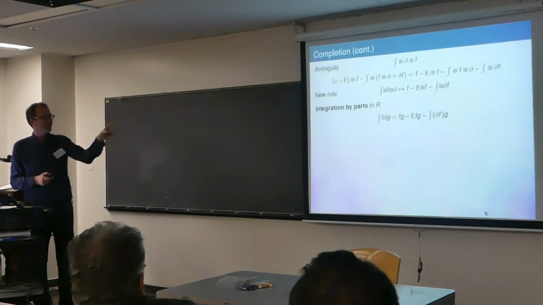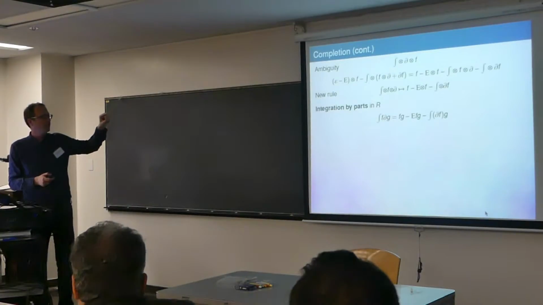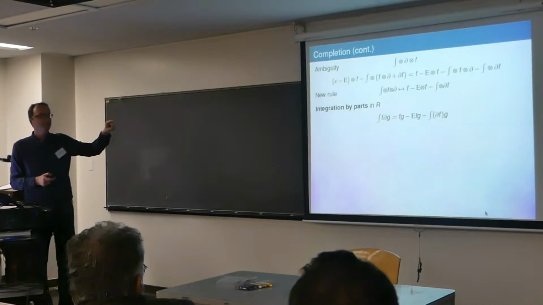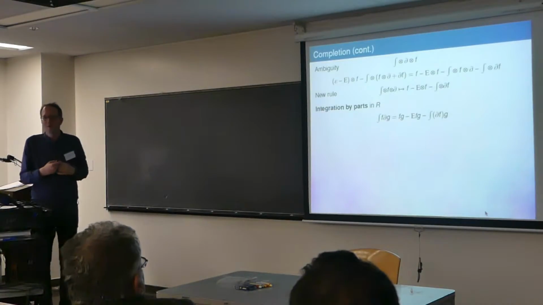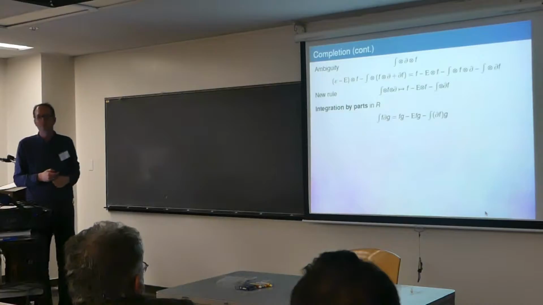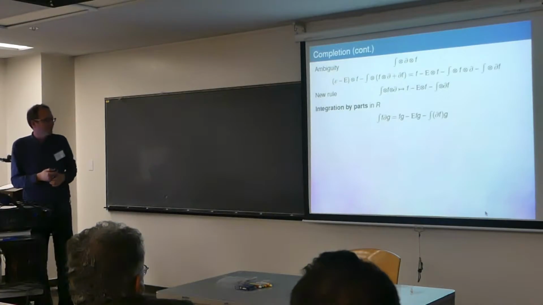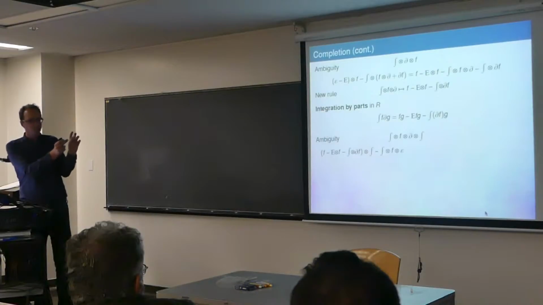So now we discovered two things. We discovered a new rule and a new identity that holds in our algebra, which we didn't know a moment before. So we have that integration by parts holds in integral differential algebras. The next ambiguity becomes more complicated. Now we have a term of length 4.